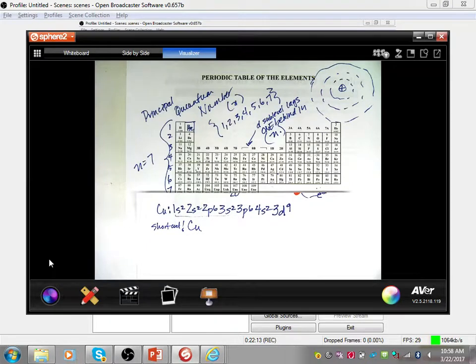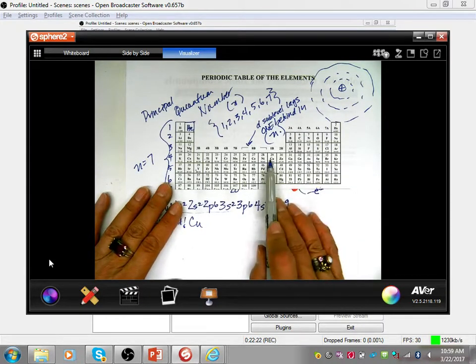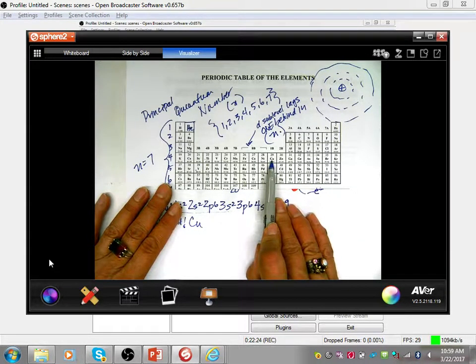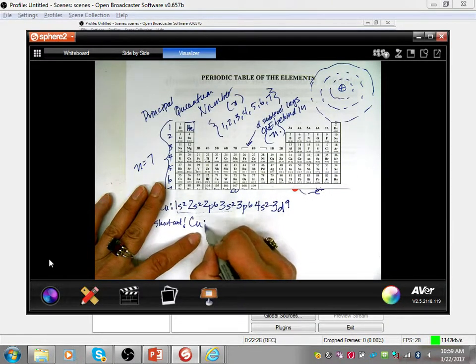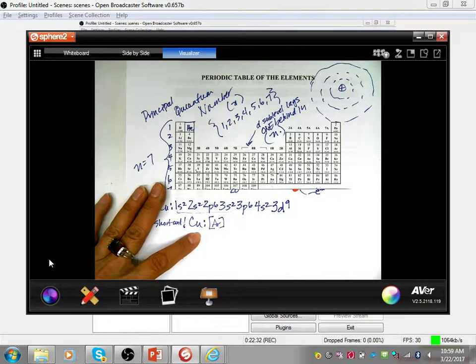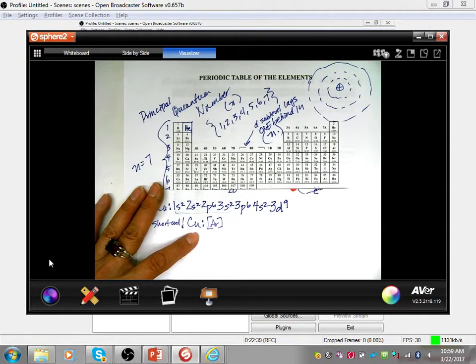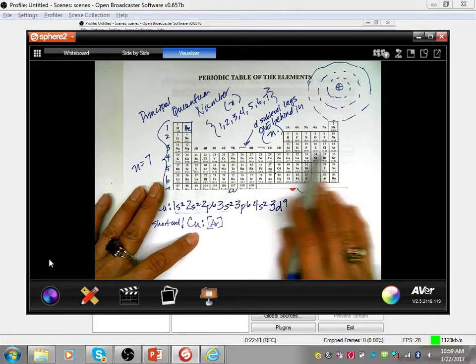You simply say that the core electrons of copper look just like the noble gas directly preceding it on the periodic table. So if copper's here, what's the noble gas right in front of it? Argon. So we say, all right, copper looks just like argon. So I put it in square brackets, saying that the core electrons of copper look just like argon. Now I'm going to add everything past argon to get me to copper.